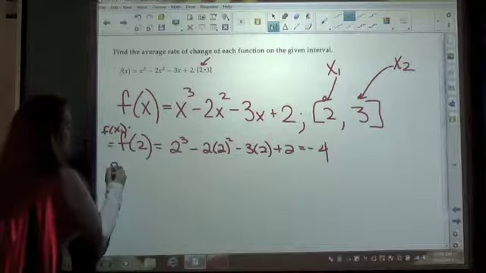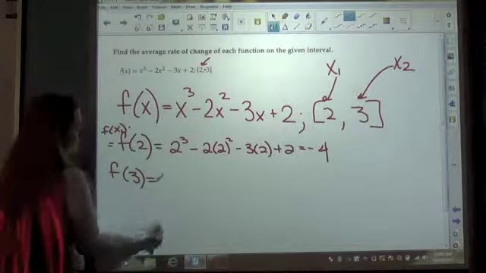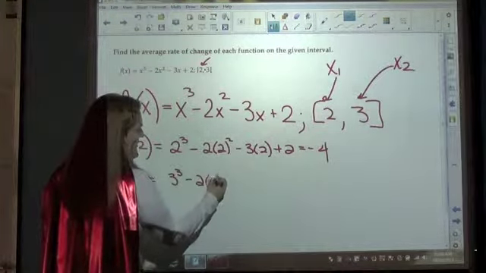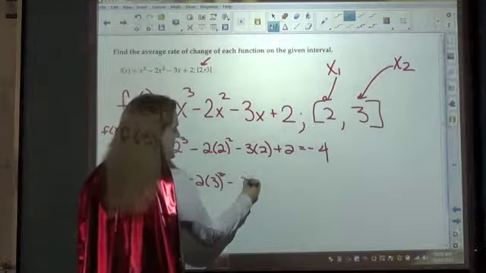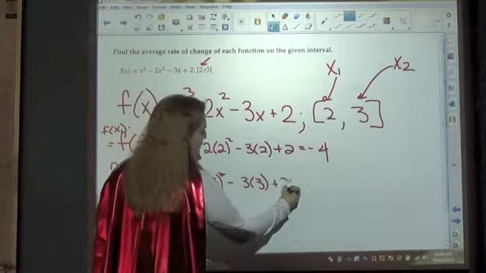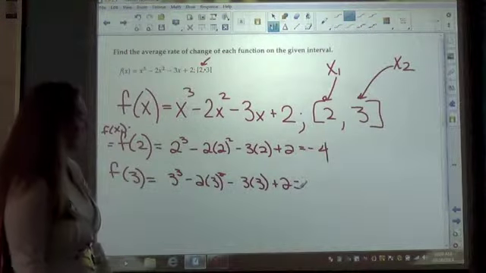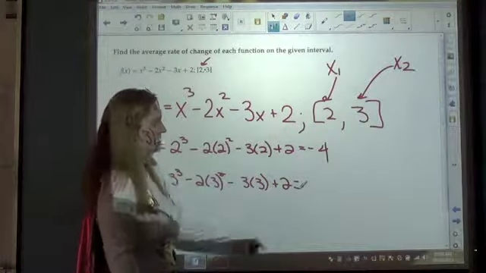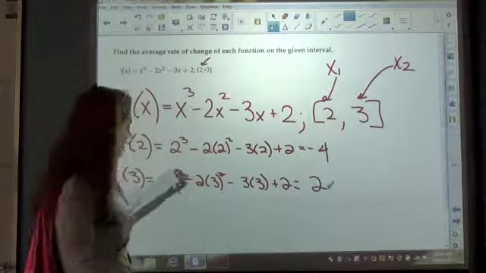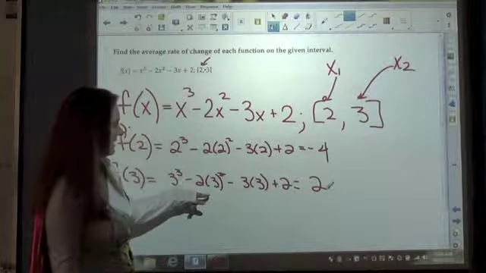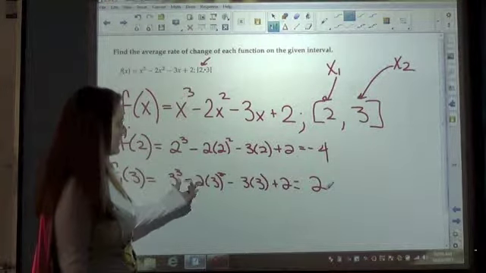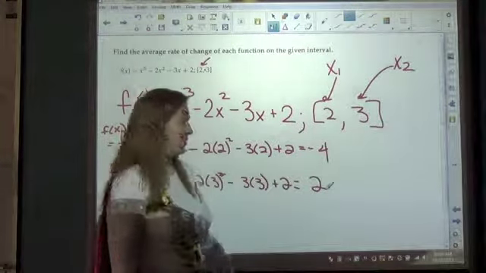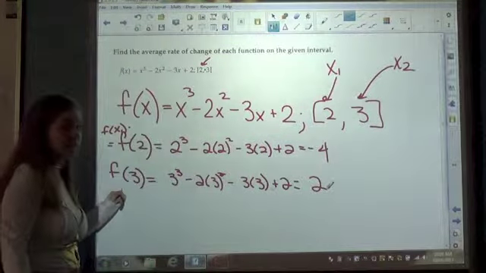Now I'm going to plug in 3, f of 3. So 3 to the third minus 2 times 3 squared minus 3 times 3 plus 2. Let me do that again. 3 cubed is 27. This is 18 because 3 squared is 9 times 2 is 18. 27 minus 18 is 9. 9 minus 9 is 0. 0 plus 2 is 2. So this is your f of 3, y2.